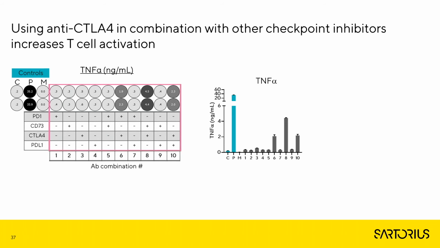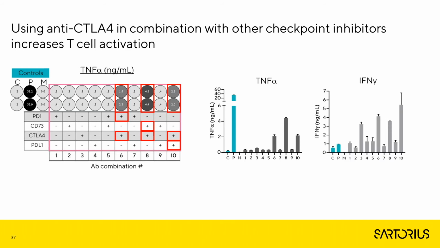This heat map just shows the TNF alpha release in nanograms per mL in 2 replicate rows of PBMCs, and the graph here summarizes the same data. It was clear that the most striking effects on TNF alpha release were observed when the anti-CTLA4 antibody was added. In particular, there was a clear increase in response when this antibody was added in combination with other checkpoint inhibitors. We saw this up to a maximum of an 8-fold increase when both the anti-CD73 and the anti-CTLA4 antibodies were added in combination.